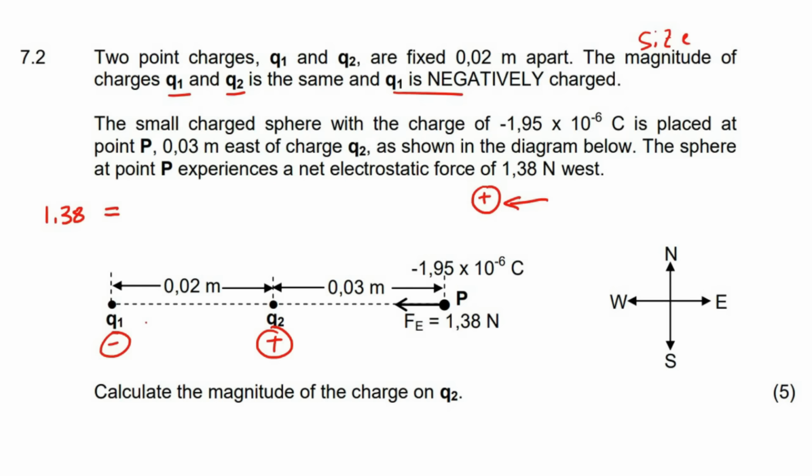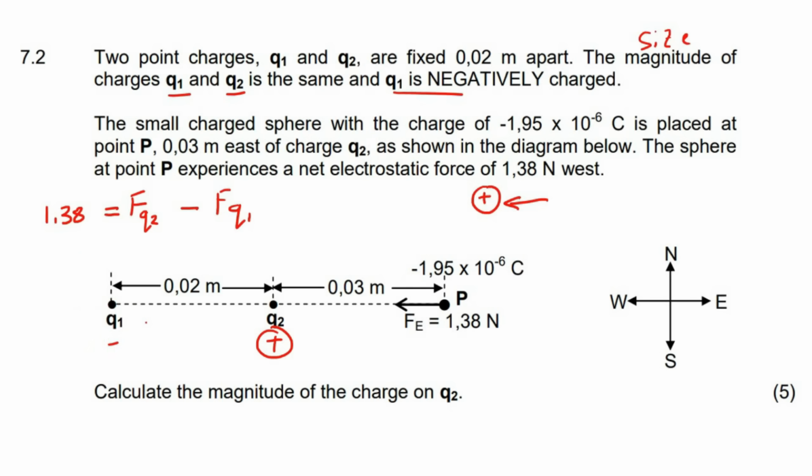Well, because it's positive and P is negative, it would pull it to the left. So that's going to be a positive value. So we can say F of Q2, then we can say minus F of Q1. The reason I'm saying minus is because Q1 and this one over here, P, they are both negative.